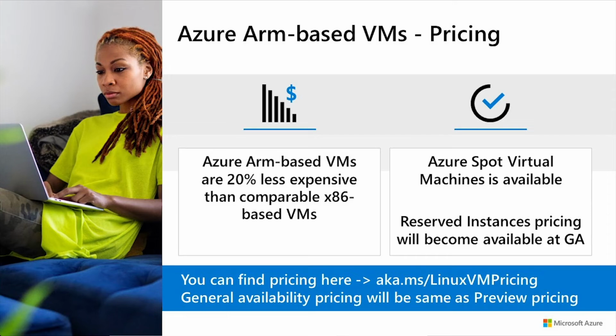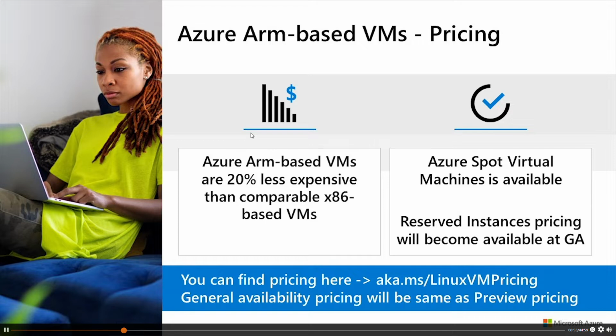Azure ARM-based VMs are priced 20% less than comparable x86-based instances, with ARM-based spot virtual machines available in preview and reserved instances available at GA. You can view more details on the Azure pricing page or through the link on this slide.